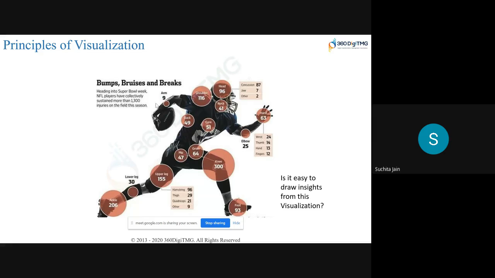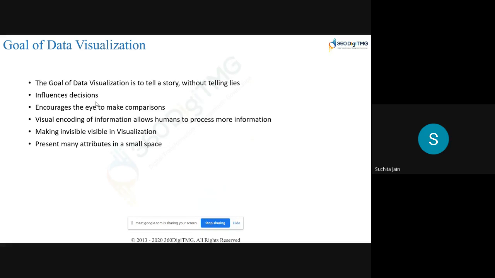Okay, moving on. Now, the goal of data visualization. The goal of data visualization is to tell a story without telling lies. As I said earlier, data has a story within itself. If there are millions of rows of data, it has a story to tell. But as humans, we get overwhelmed with that data and cannot analyze it. So what does visualization help with? Visualization helps us convert that data into a form where we can tell a story with our data.